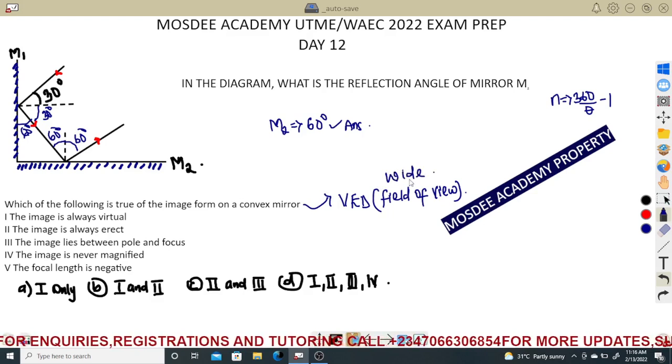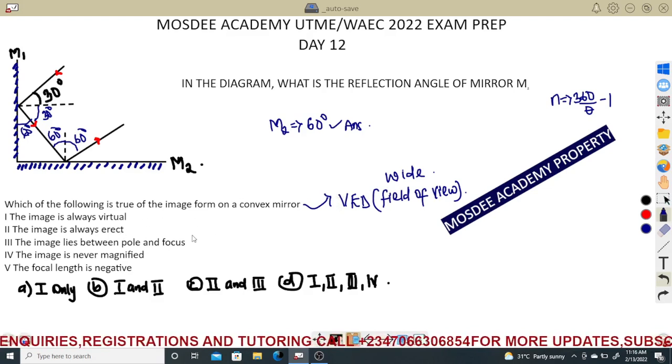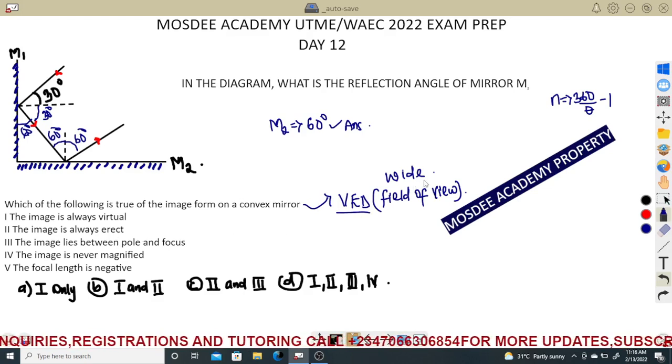I think I have the video on how to calculate field of view. Yes, it's available. It is not needed for you guys, but for those of you going for engineering courses and doing advanced physics, you can watch it at your leisure. My point here is that convex mirrors produce this wide field of view, and they are used as car mirrors because of this characteristic. So let's answer this multiple choice question.